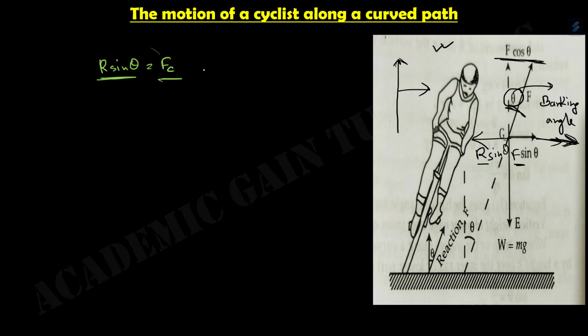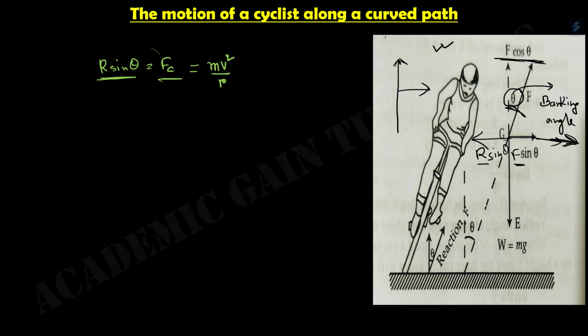By the definition of centripetal force, the formula is m v square by r. Here v is the speed at which the cyclist is moving, and r is the radius of the bend it creates with the center of the road. So we find the formula R sin theta equals m v square by r.